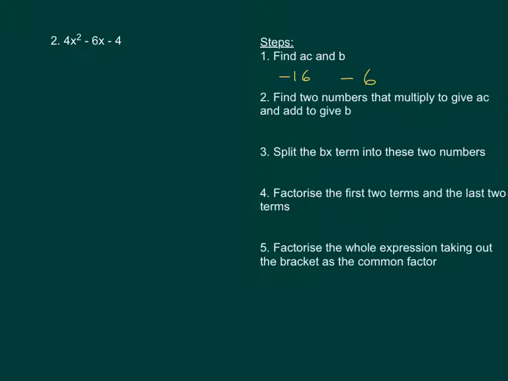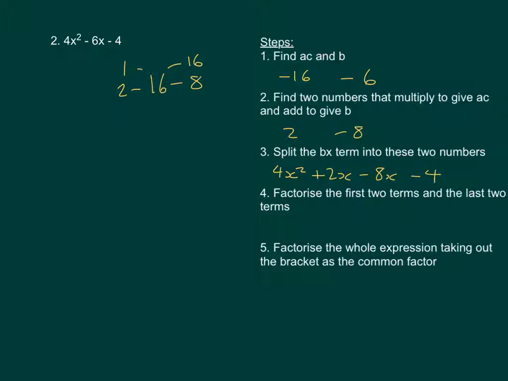So I'm going to give the factors of 16. 1 and 16 doesn't work. 2 and 8: 2 minus 8 would give us minus 16 for the sum, so that's worked. So we've got 2 and minus 8, and we're going to split the bx term into these two numbers. So we've got 4x squared plus 2x minus 8x minus 4.